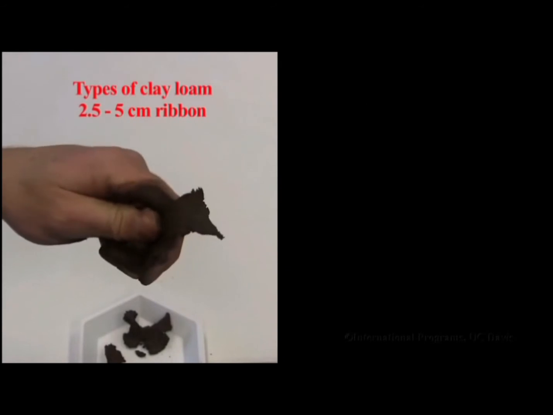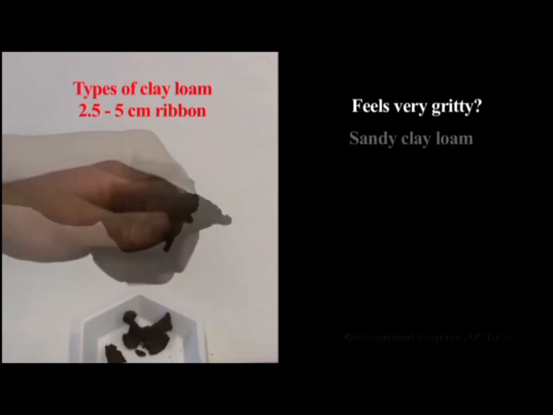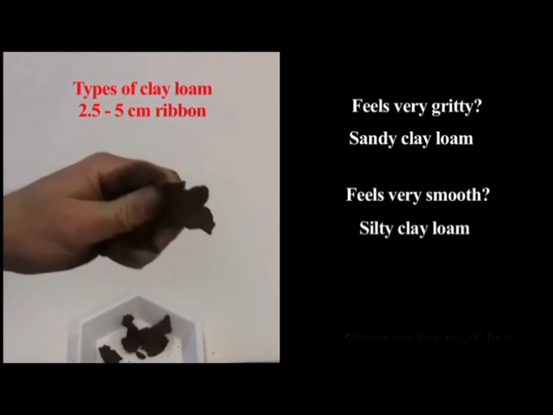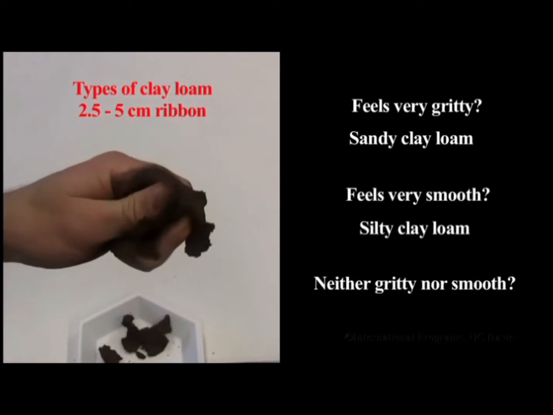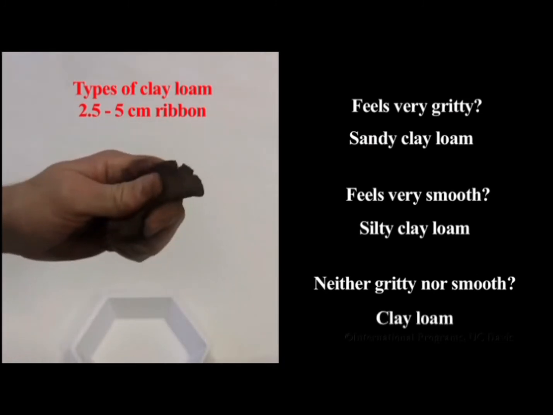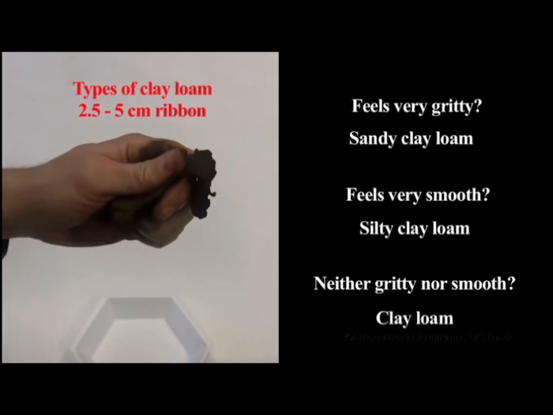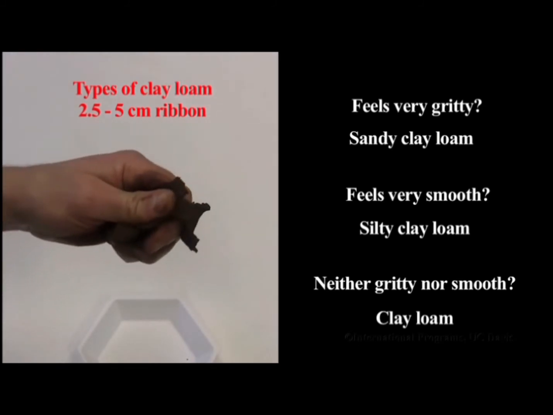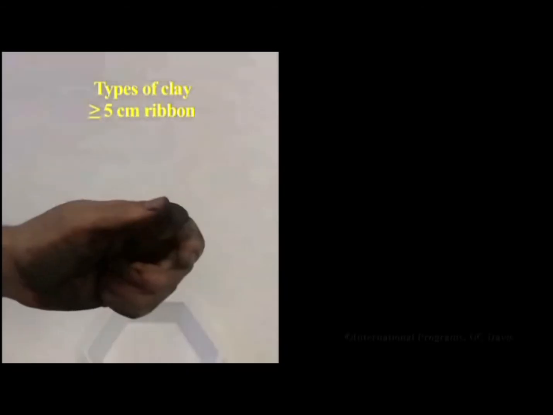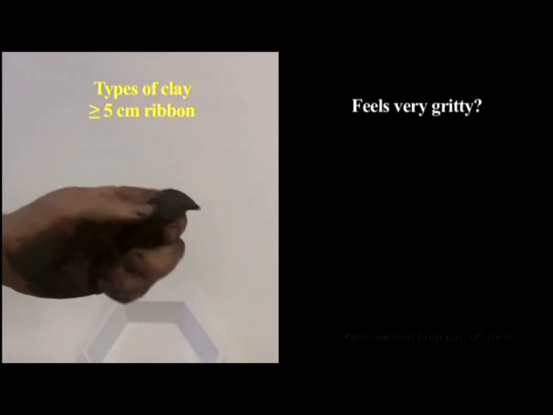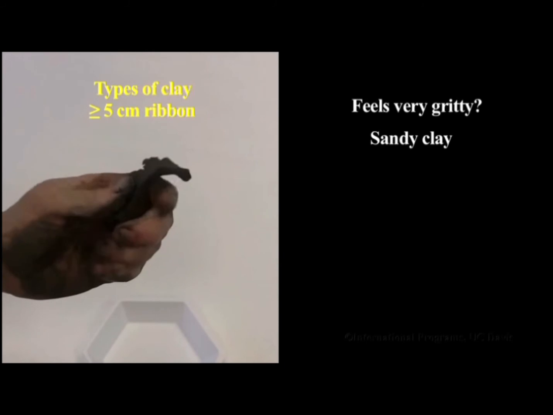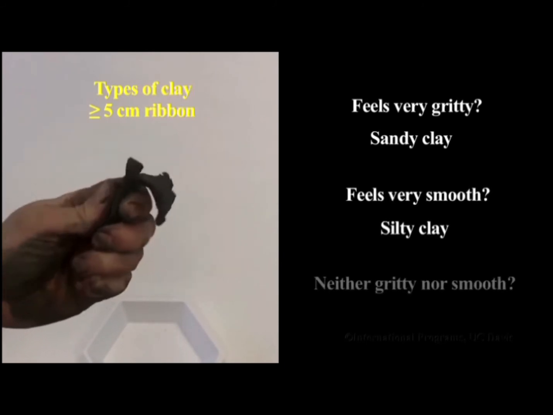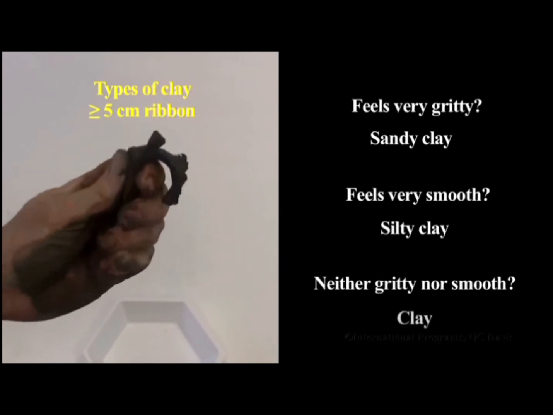It takes the same method in clay loam. If you feel very gritty, it is sandy clay loam. If you feel very smooth, silty clay loam. And neither gritty nor smooth, it is clay loam. And also in the clay soil type, if you feel very gritty, it is sandy clay. Feel very smooth, it is silty clay. And neither gritty nor smooth, it is clay.